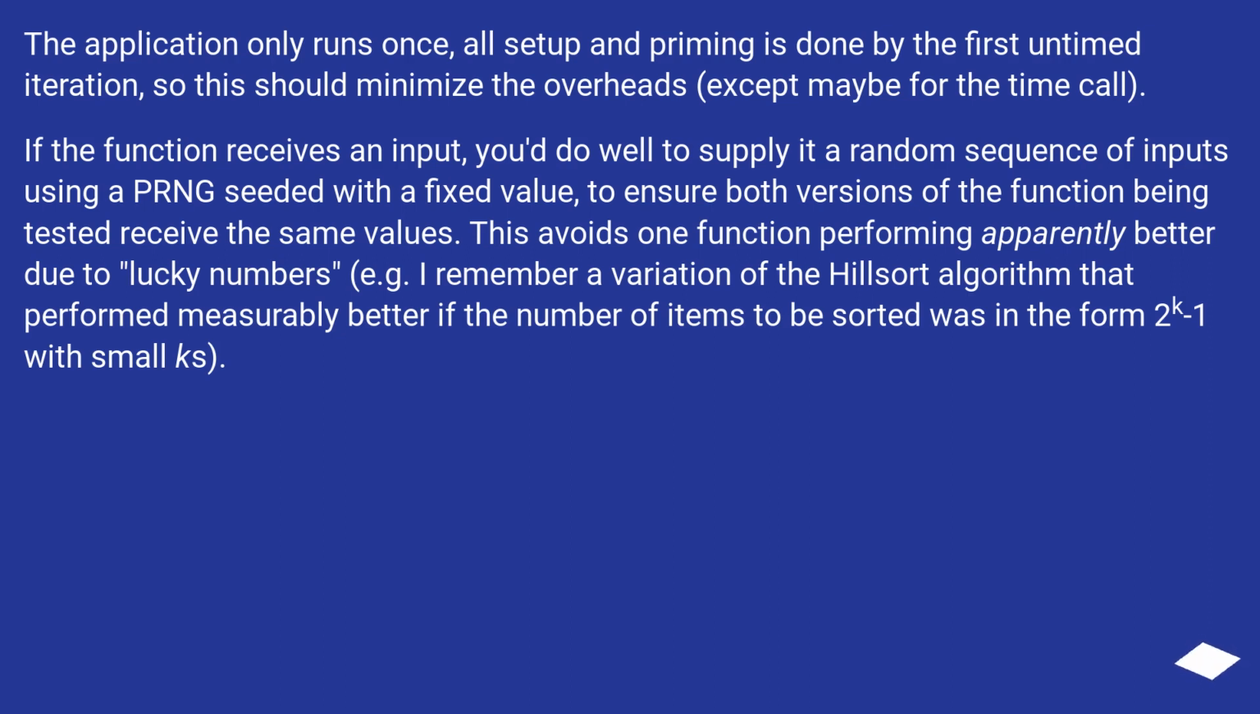If the function receives an input, you do well to supply it a random sequence of inputs using a PRNG, seeded with a fixed value, to ensure both versions of the function being tested receive the same values. This avoids one function performing apparently better due to lucky numbers. For example, I remember a variation of the Shellsort algorithm that performed measurably better if the number of items to be sorted was in the form 2^k-1 with small k's.